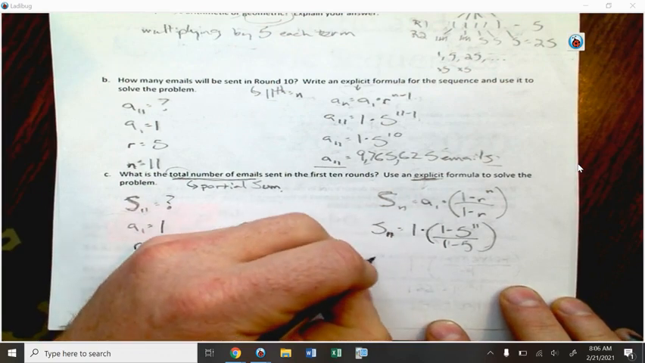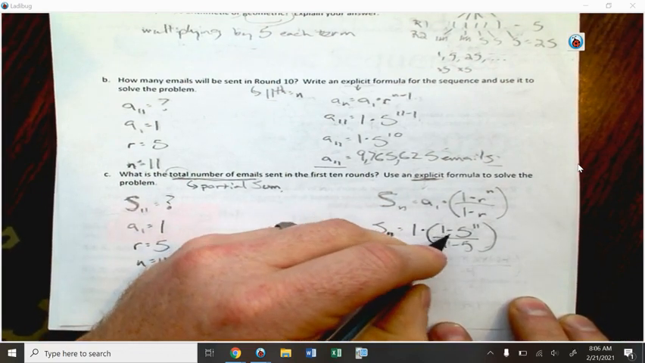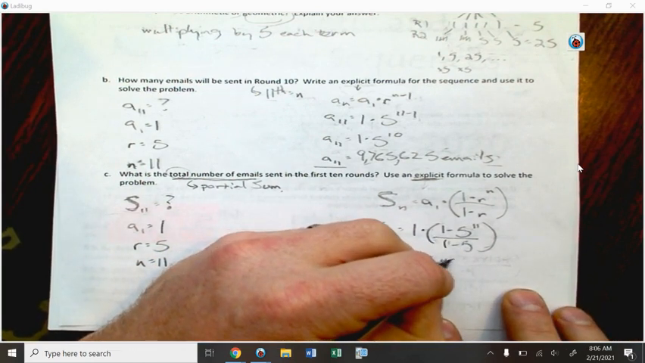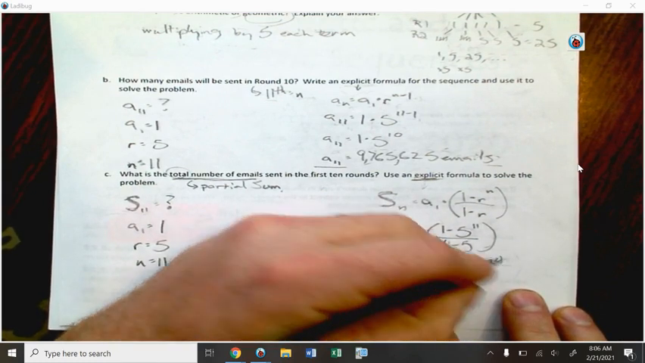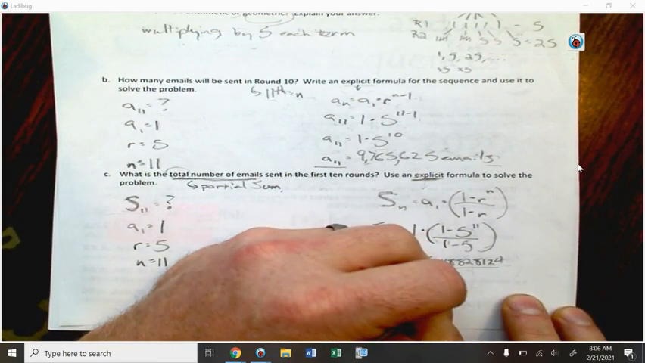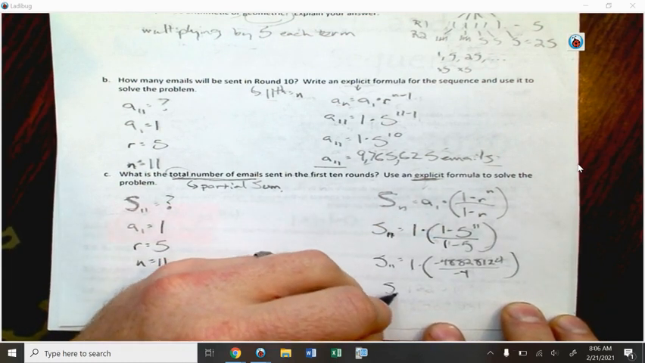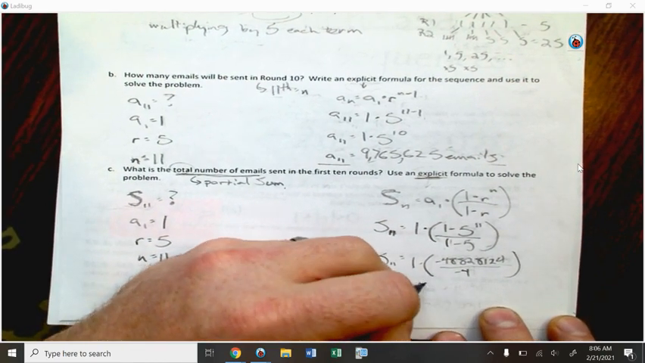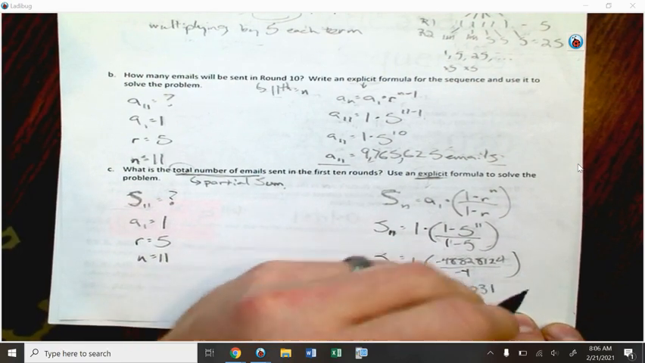Okay, so if I plug this in the calculator, the summation for the 11th term is 1 times 1 minus 5 to the 11th power. So this gives you a negative 48,828,124, a ginormous number, divided by 1 minus 5, which is negative 4. So if I put this all in my calculator, the sum of those 11 terms, including you getting that email, is going to be a total of 1220731 emails.